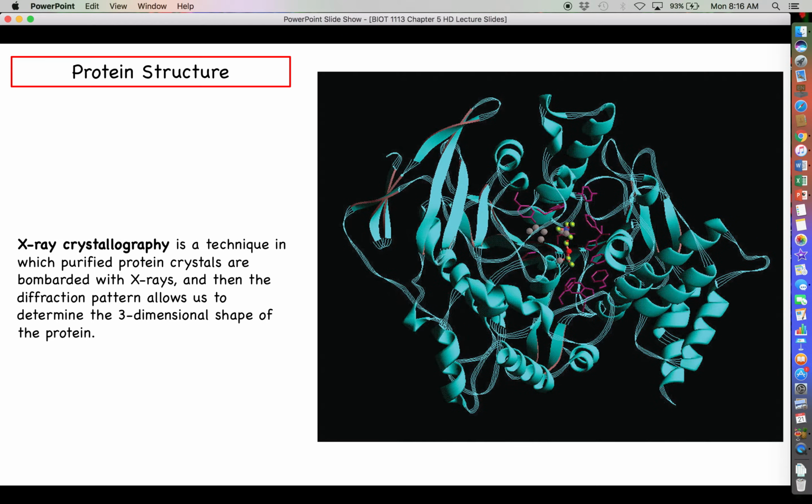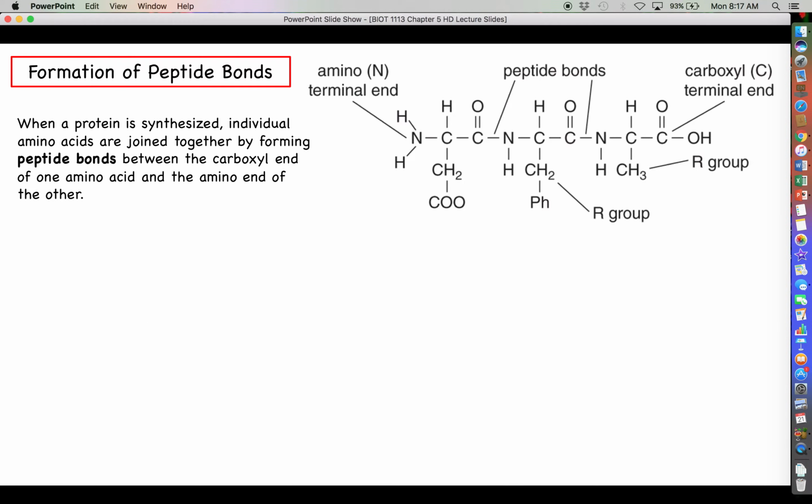And then this allows us to work backwards and figure out what the three-dimensional shape of the protein is based on the diffraction pattern of the X-ray. So, not something we're going to get into in any great detail, but it is definitely something that is used in order to figure out what a protein looks like three-dimensionally.